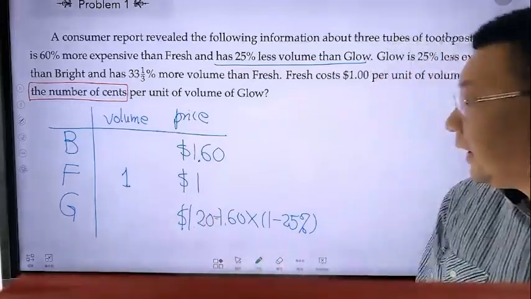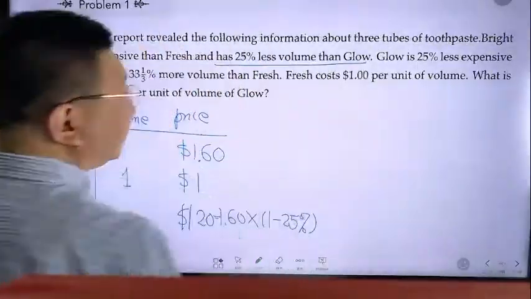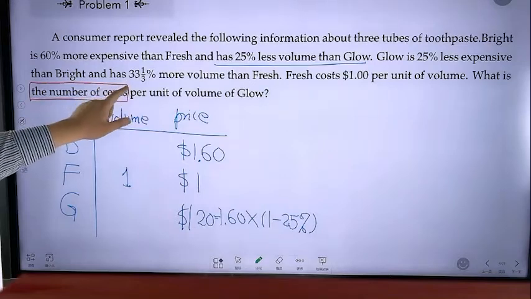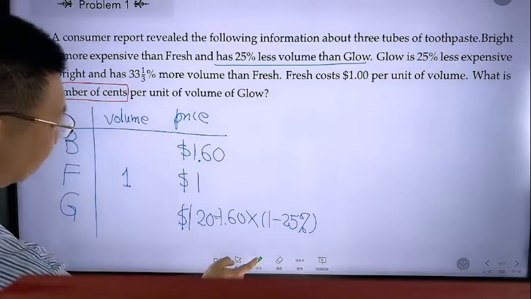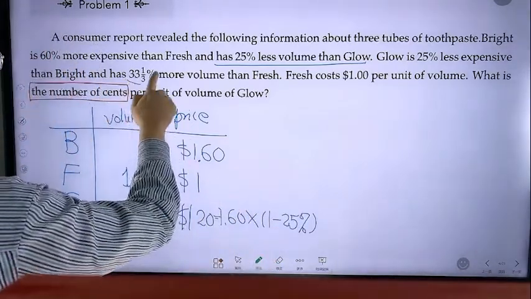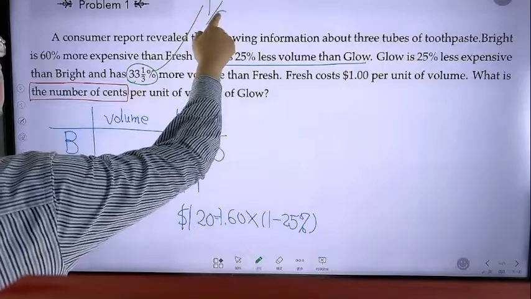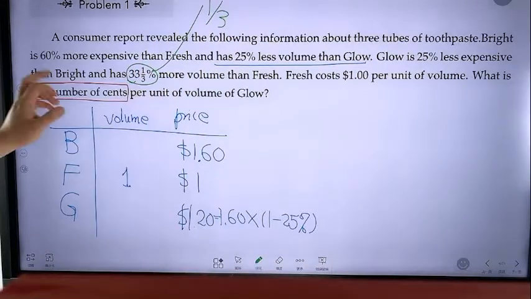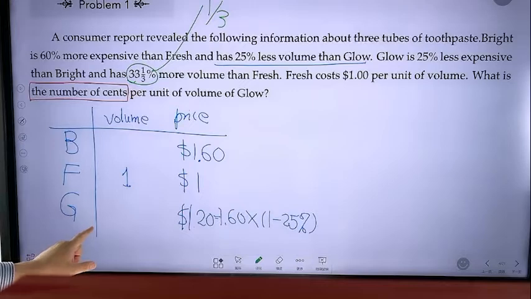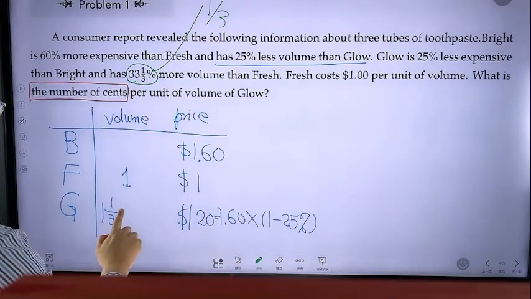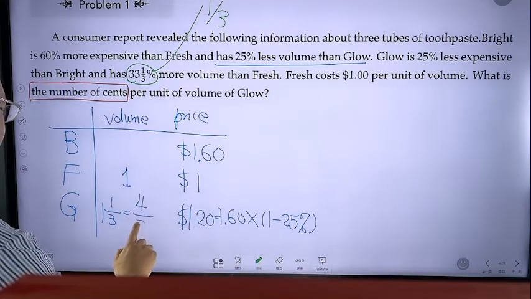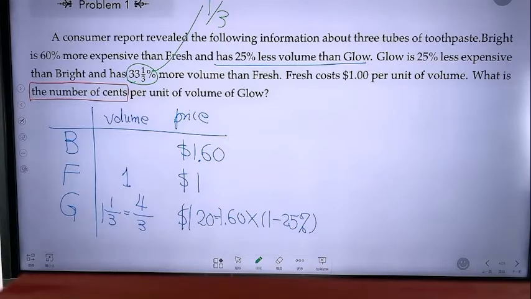Okay. So then the price is done, and next condition, 33.13% more volume than fresh. When you see this, what should be your reaction? You should feel happy. Let's change it into a fraction, right? This is just 1/3. So 1/3 more volume than fresh. So it's 1/3 more, right? So of course it would be just 1 plus 1/3, or if we write it as a single fraction, it's 4/3. Right? So that would be the volume.